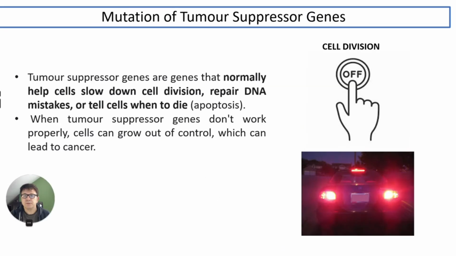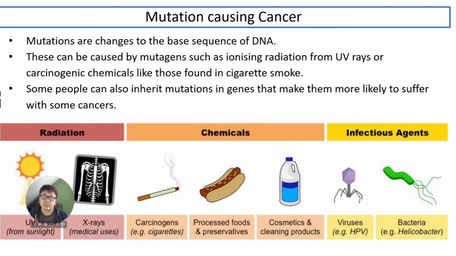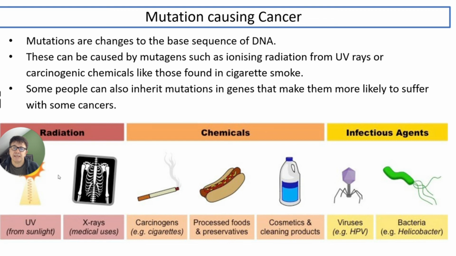Next one is mutation of tumor suppressor genes. So again, tumor suppressor genes switch cell division off. They normally help cells slow down, and they repair DNA mistakes or tell cells when to die. So almost like putting the brakes on in a car. So when tumor suppressor genes don't work properly or they mutate, then cells can grow out of control, which can lead to cancer. So we need to talk a bit about mutagenic agents.